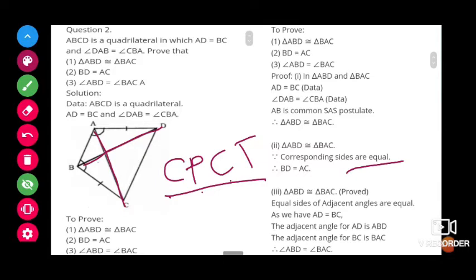Last one, angle ABD is equal to angle BAC. Angle ABD, which is this angle, and BAC, this angle. Children, this is also the same. Why? Because as we showed just now, these two triangles are equal. Automatically all corresponding parts will be equal. So in the same way we can say that the two angles they are asking about are also equal. Okay, children?